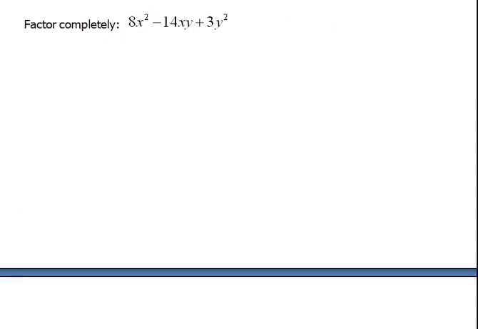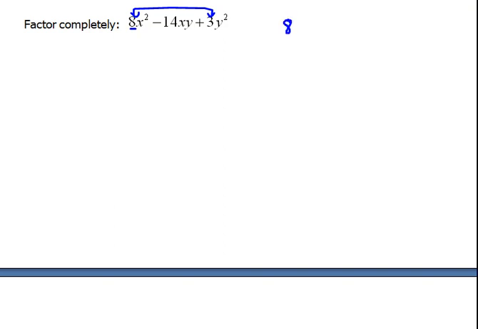Okay. The next one says 8x squared minus 14xy plus 3y squared. And here again, we need to look for a GCF first. There is not one in this case, so no GCF. Now we have three terms. The first term is not a 1, so that tells us we're going to do the product-sum method. If you're getting confused because you see more than one variable here, don't worry about that. Focus on the procedure. Okay?